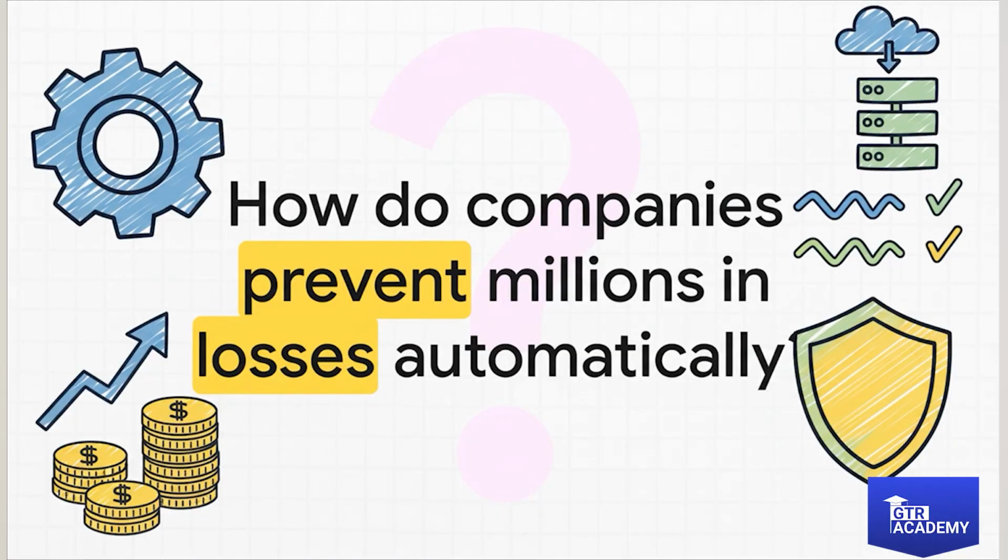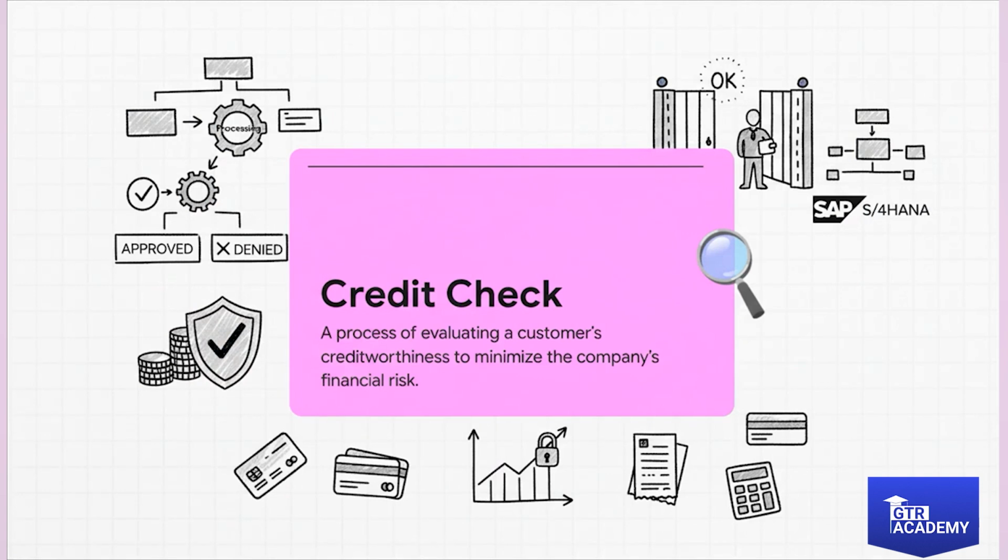So let's just start with a really big question. How do these massive companies, the ones handling thousands of orders every hour, automatically prevent millions in potential losses before a sale is even finalized? It's not magic. It's all about a powerful automated system. And that system is built around this idea of a credit check.